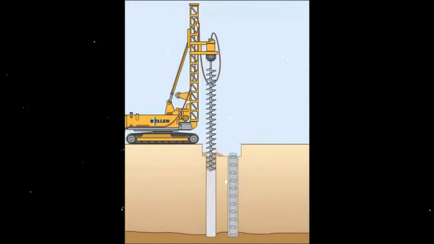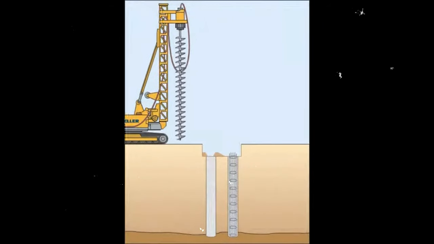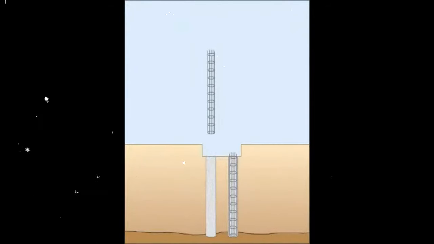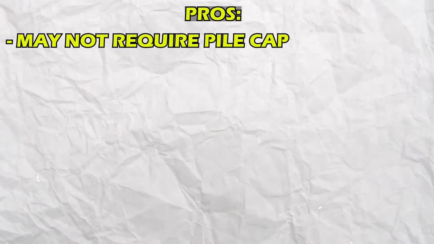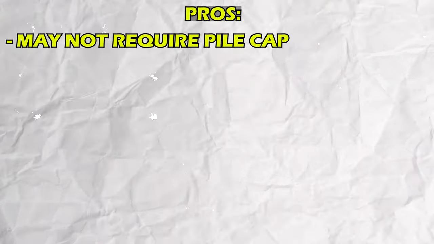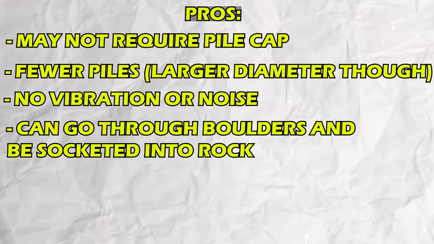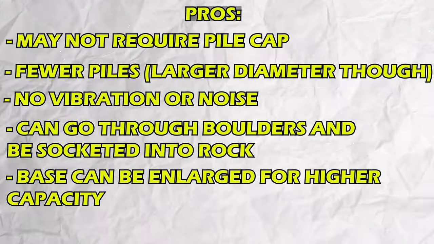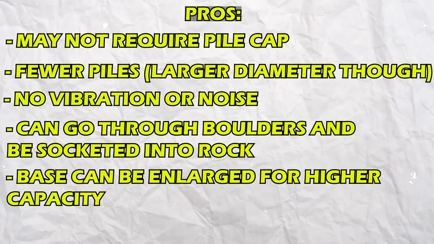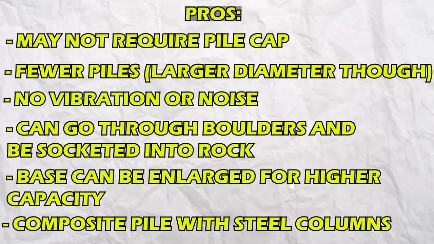Unlike the board piers, the excavated soil is not removed progressively, but instead remains in the hole between the cutting blades. And the reinforcement cage is inserted into the still wet concrete. Pros: they eliminate the need for pile caps, fewer piles can be used, no vibration or noise, can go through boulders and be socketed into rock, high load capacity, base can be enlarged for higher capacity, and they can form a composite pile with steel columns.